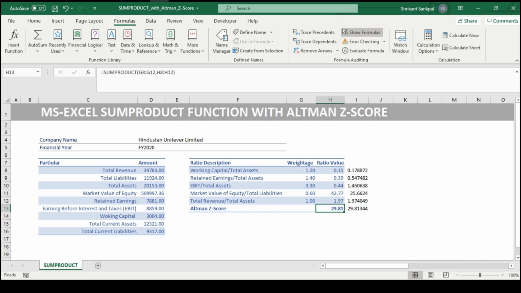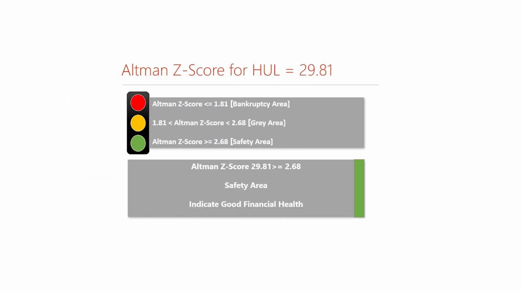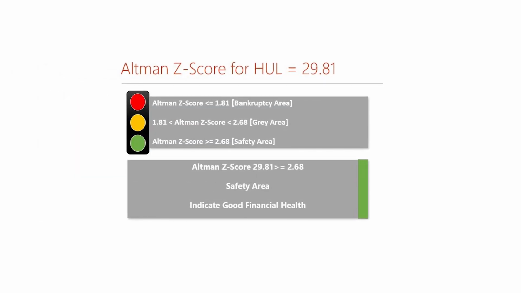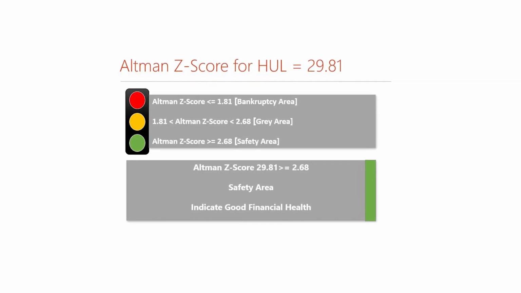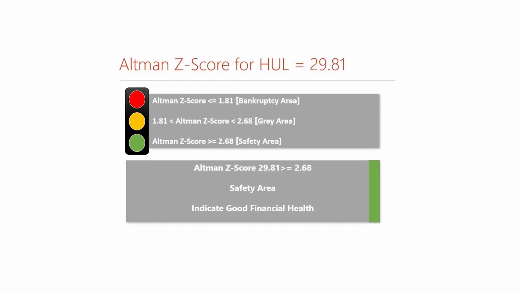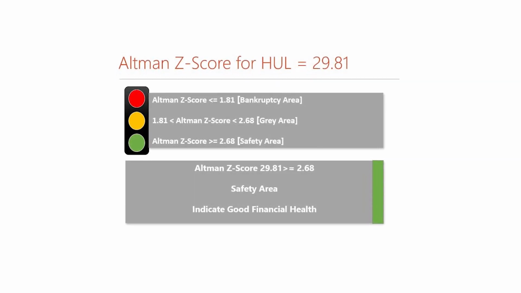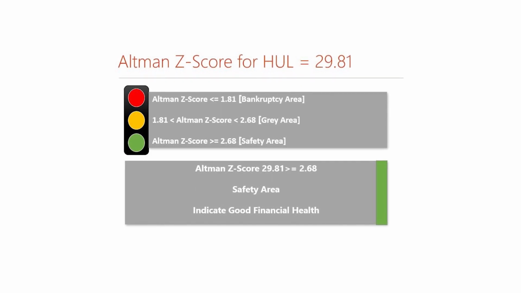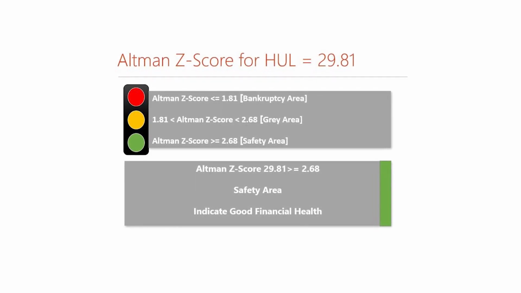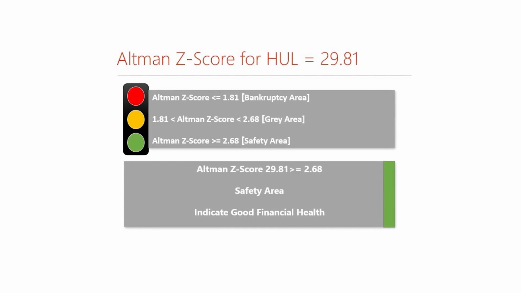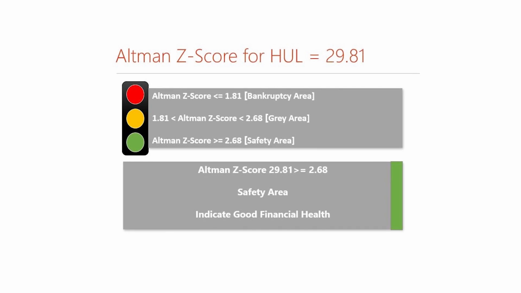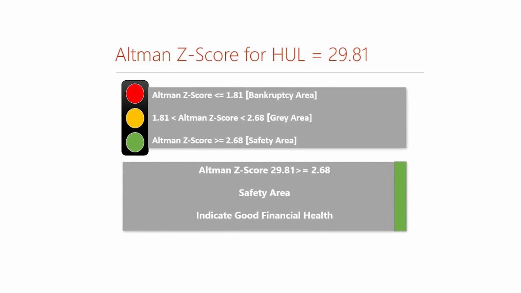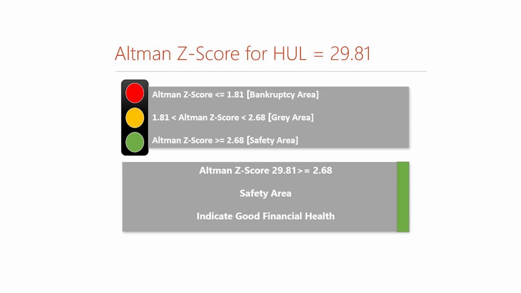We have got the Altman Z-score of 29.81, which is good, and it indicates the company is likely to remain financially healthy for the near future. Generally, if the score is equal to or less than 1.81, then the company might file for bankruptcy within the next 2 years. If the score lies between 1.81 and 2.68, it's called the gray area and requires further qualitative evaluation.